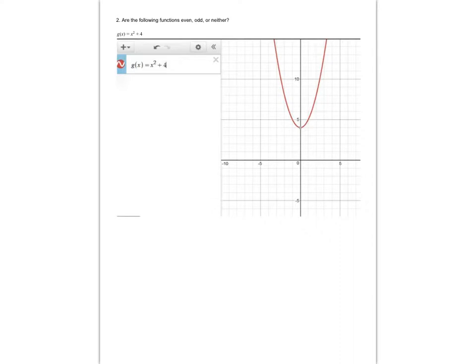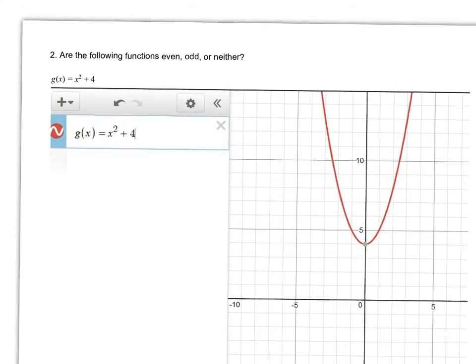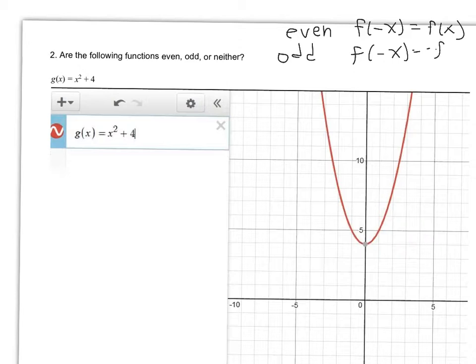Question 2 talks about even or odd functions. Now, the formal definition of even odd, if we recall, a function was even if f of negative x equals f of x. And it was odd if f of negative x equals negative f of x. We also said even functions have symmetry with the y-axis and odd functions have symmetry with the origin.